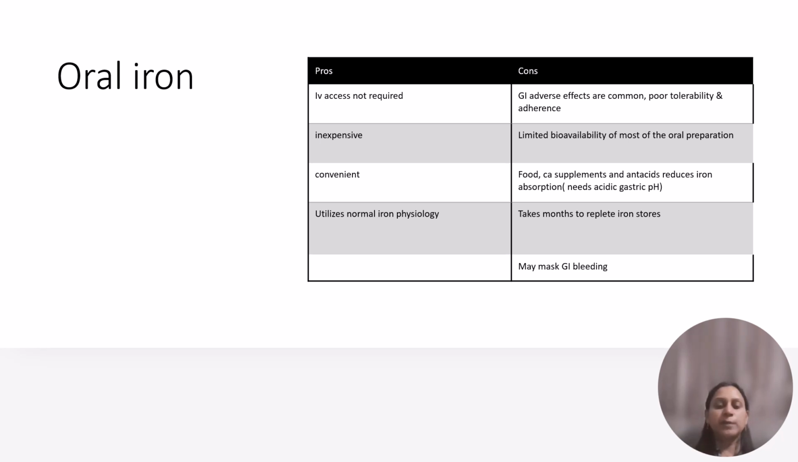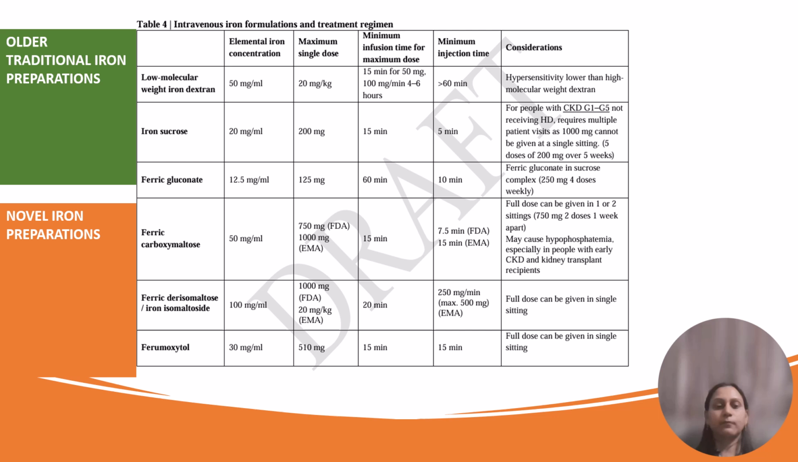Sometimes food, calcium supplements, and antacids reduce iron absorption because you need a gastric pH in the acidic range to improve absorption of iron. And the iron levels increase very slowly with oral iron. And if there is any GI bleeding, it might be masked because of the blackish discoloration of stools in patients who are taking oral iron tablets.